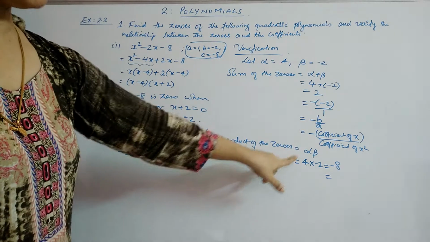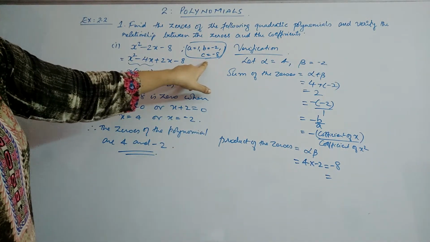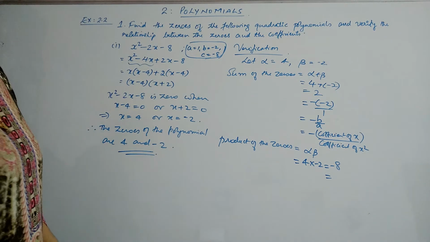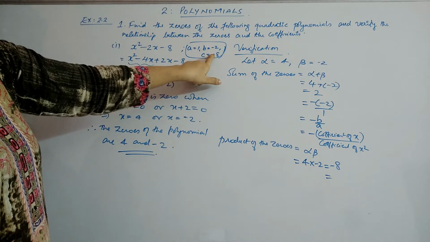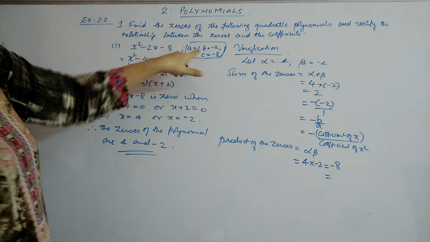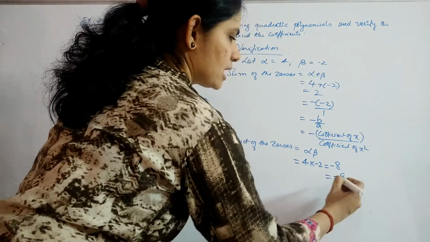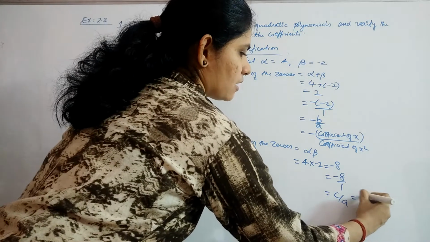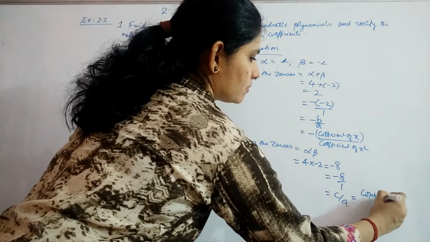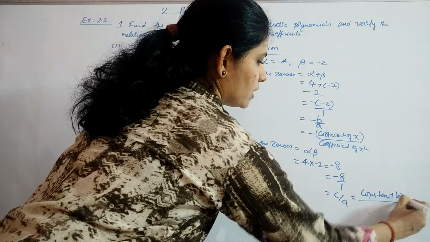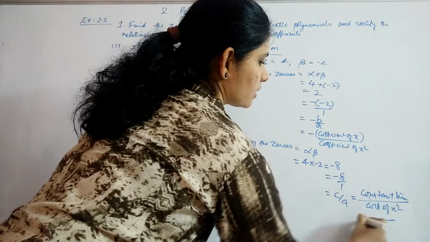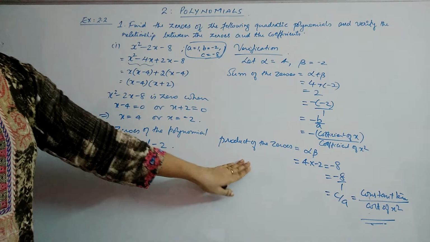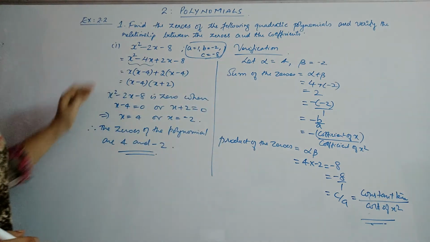Okay, product of the zeros is alpha beta, which is minus 8. Now you can connect by this, product of the zeros should be c by a. C by a means it is constant term divided by coefficient of x square. What is c by a? Here you see minus 8 by 1, right? So it is minus 8 by 1, which can be written as c by a, which is again constant term divided by coefficient of x square. So this is how you have to show the verification part, and this part is your finding out the zeros. Okay.